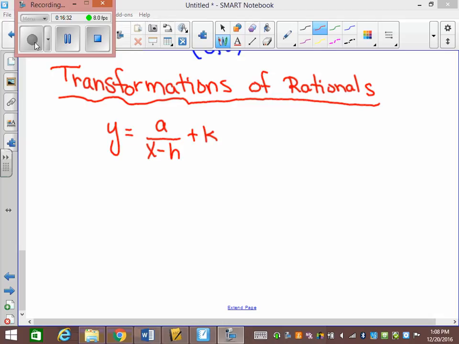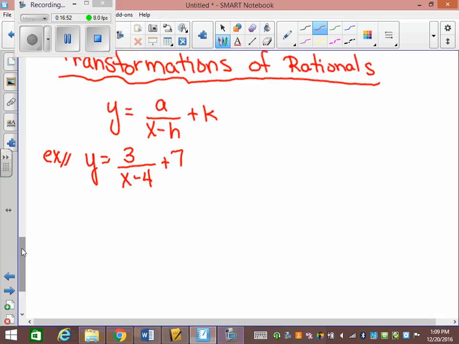Okay? There's another way to do it if it has a point of discontinuity, which we will be going over in a second. So say I give you an example: y equals 3 over x minus 4 plus 7. Your basic rational graph is y equals 1 over x. So if it's not 1 over x, stuff has happened. Things have been done.